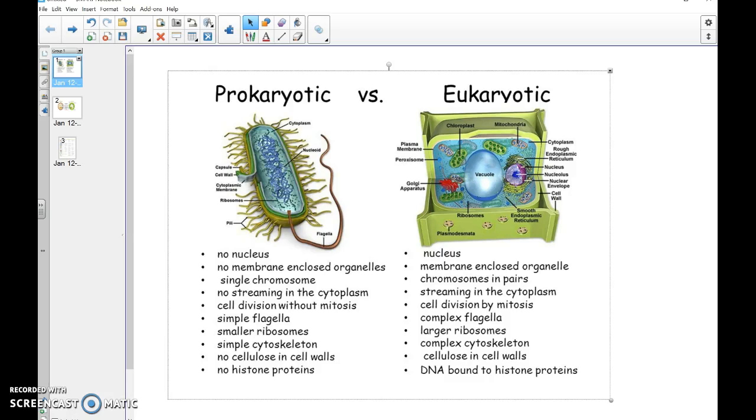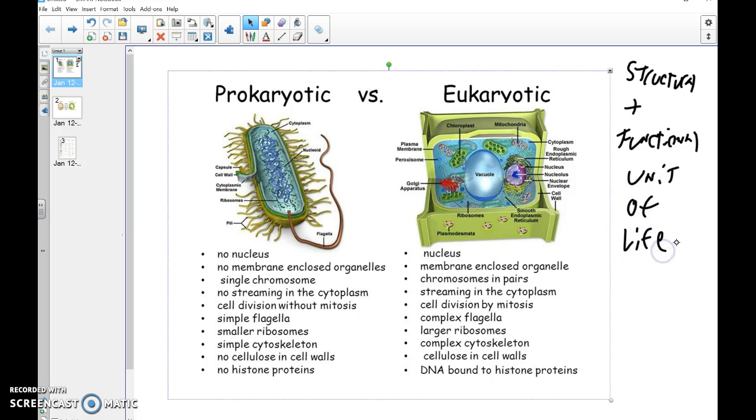For today's presentation, we're going to start talking about cells. Now, cells are the structural and functional unit of life. That's a really key idea: any living thing is made of cells, and any living thing that has structures that allow it to live, those structures are made of cells.